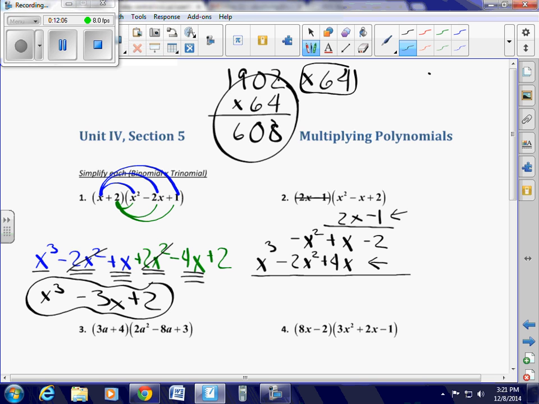And now you can see that we have our like terms lined up in a row. So x to the third, negative 1x squared minus 2x squared is negative 3x squared. Negative 1x plus 4x is 3x, and then you bring down the minus 2, and there's your answer for that one.